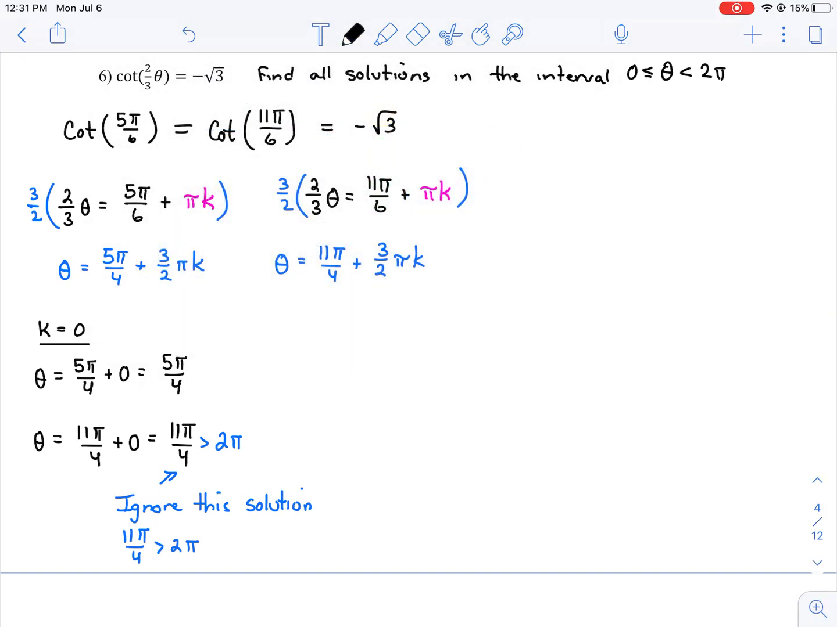Okay, now I'm going to go ahead and test k is equal to 1, but I have a feeling that when that happens, each of the angles are going to be too large. So in this case, you're going to have theta is equal to 5 pi fourths plus 3 pi halves. And after finding a common denominator, that is going to be 11 pi fourths, which is again too large. So it looks like the only solution in the given interval is 5 pi fourths.